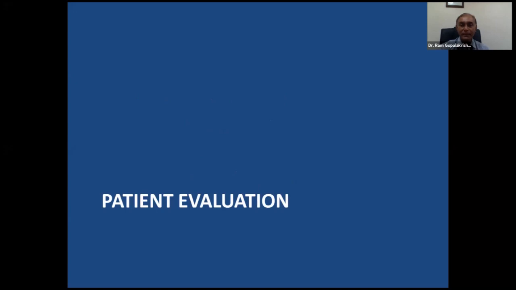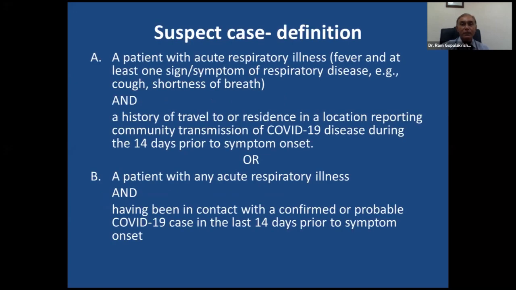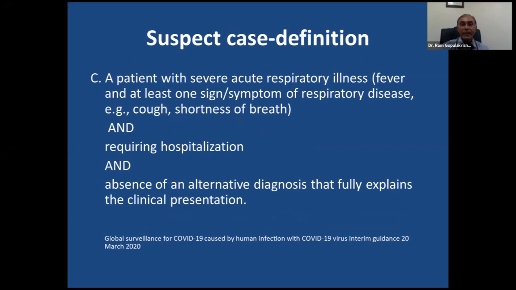We'll start off with patient evaluation and just some basics. So when will you suspect COVID? We all know this. We've been with this disease for the last couple of months at least. Anybody with an acute respiratory illness and a history of travel or residence in a location where there is community transmission of COVID, which essentially means countries other than India or areas in India where there is community transmission, which is believed to be at a low level right now, or anybody with respiratory illness and in contact with a confirmed or probable COVID case. Also, anybody who is severely ill enough to end up in the hospital and without any other alternative diagnosis. It shouldn't be bacterial pneumonia, it should be other viral pneumonia. You would call this a suspect case.